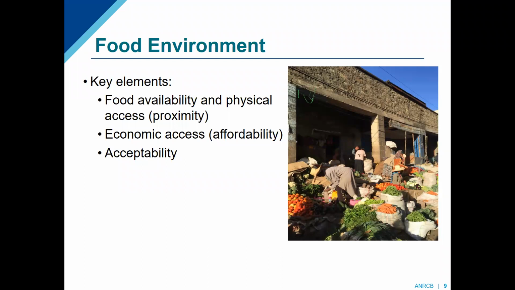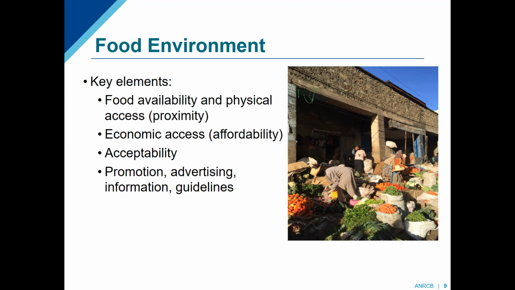Certain foods may or may not be considered acceptable. This can be quite cultural, where some foods in certain cultures are very preferred, but are not preferred or even considered acceptable in other cultures. That's very common. There's also a large information environment that we all live in.